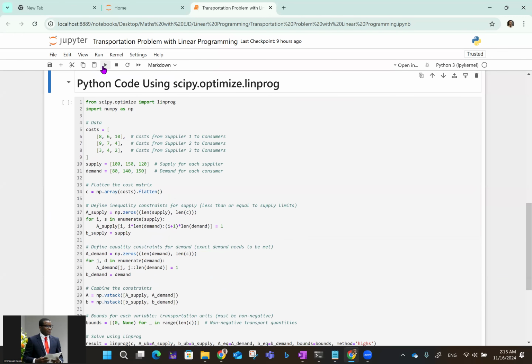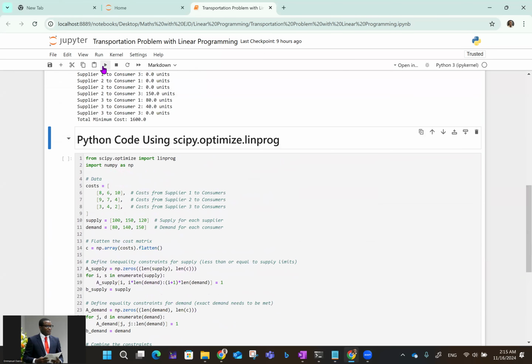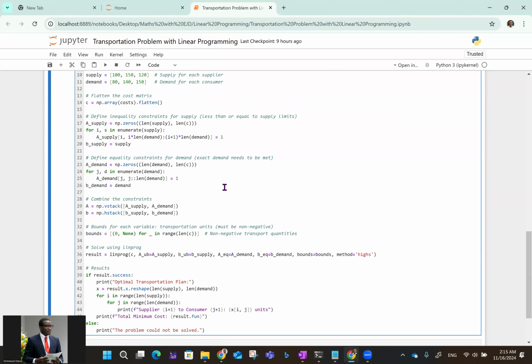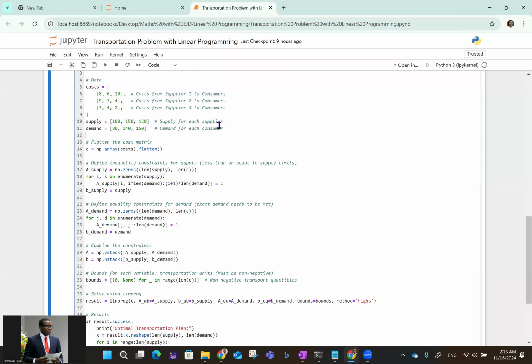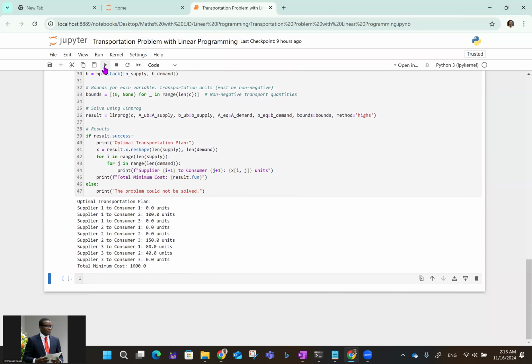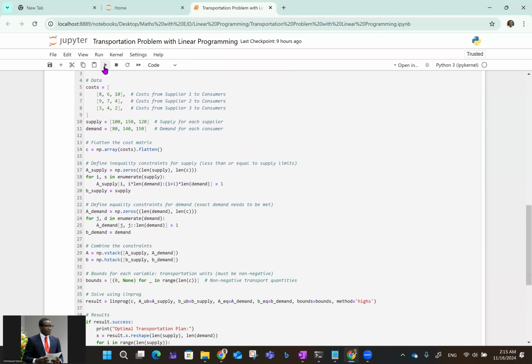For linprog also, you follow the usual steps. Sorry, we used PuLP first, right? Now it's linprog. So the usual way we go, and we get exactly the same results. And the minimum transportation cost, Z, is actually 1,600 in this case. Since we used two different methods and we got the same result, we can be sure that for that problem formulated, the minimum cost is 1,600.